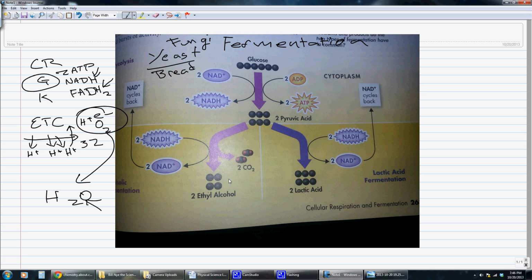And this is extraordinarily important because this accepts that extra electron, so it can cycle right back around and get a new NAD plus to run through the system again, creating 2 ATP.